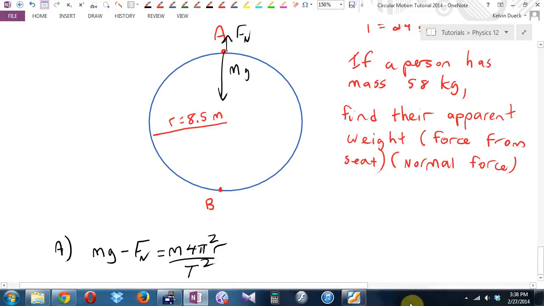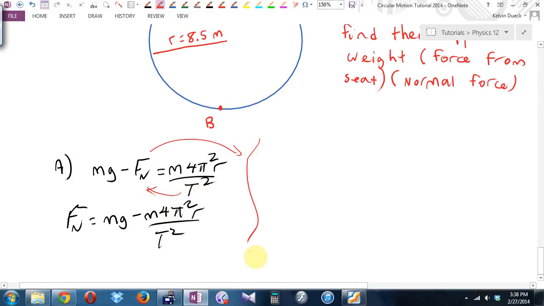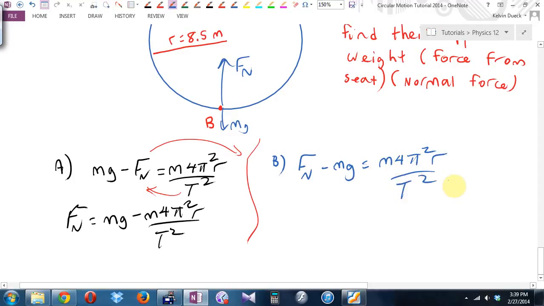And I would end up with normal force equals mg minus m4π²r over T². In other words, I would go plus that to there and minus that to there. Right? At the bottom, gravity down, normal force up. At the bottom, the normal force is equal to m4π²r over T² plus mg. And if you normally, no pun intended, feel mg as your weight, you feel heavier at the bottom, lighter at the top.